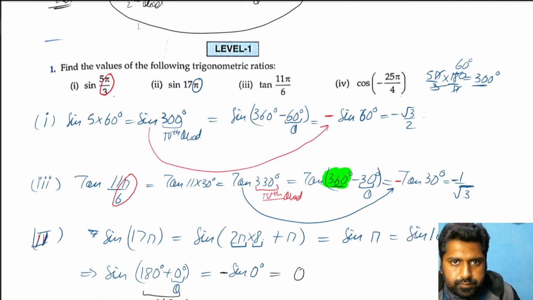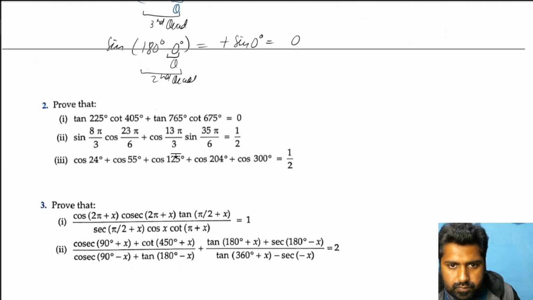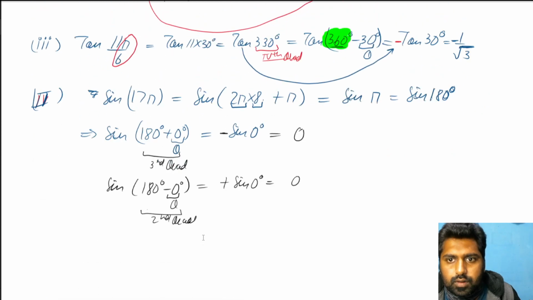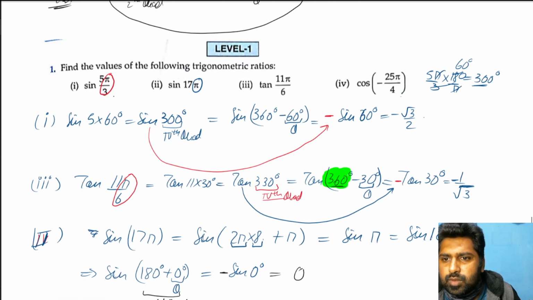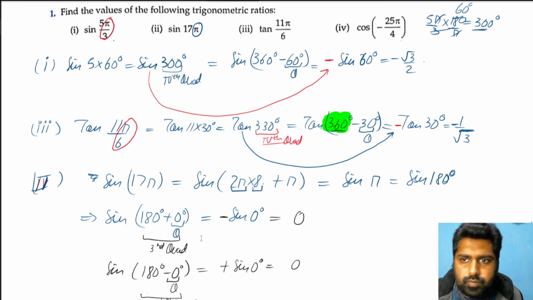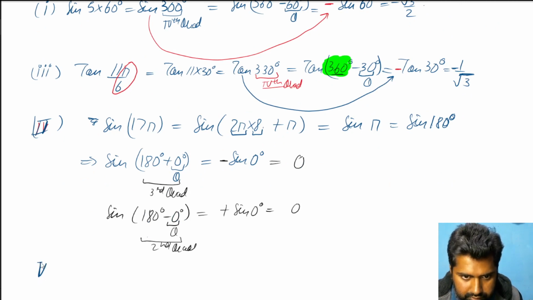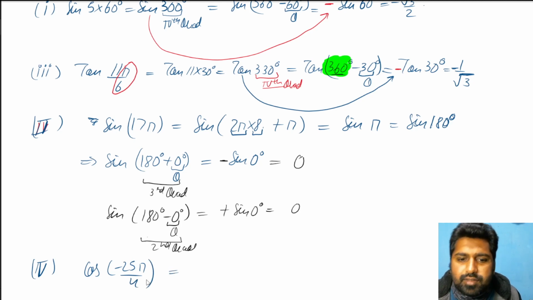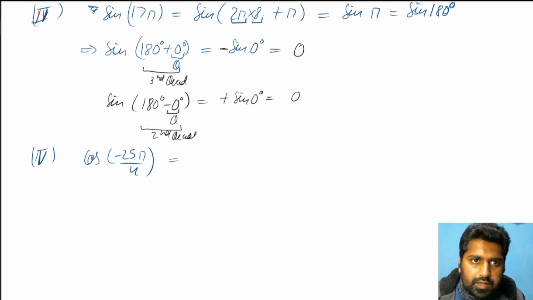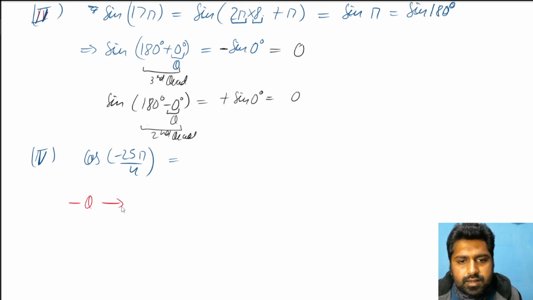All right. Last one, the fourth: cos of minus 25 pi by 4. Let's first deal with this negative angle. I told you that minus theta is in the fourth quadrant.